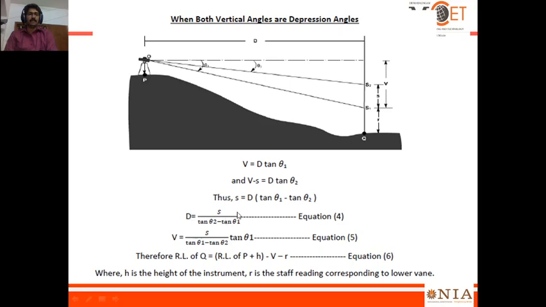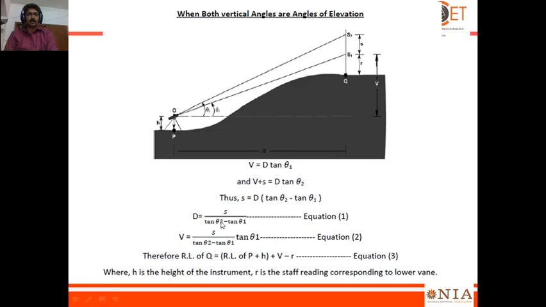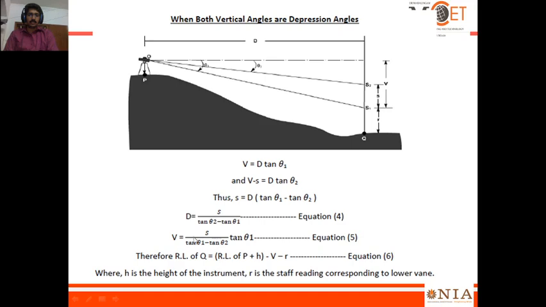Therefore the unknown is D. S tan theta 1, sorry, here it is tan theta 1 minus tan theta 2, right? So V is equal to S tan theta 1 by tan theta 1 minus tan theta 2. But here see the reverse, here it is tan theta 2 minus tan theta 1, there it is tan theta 1 minus tan theta 2. The difference you have to note. Now the R of Q can be obtained as the R of P plus the height of instrument minus V minus R, right? This is the case where both vertical angles are in depression.